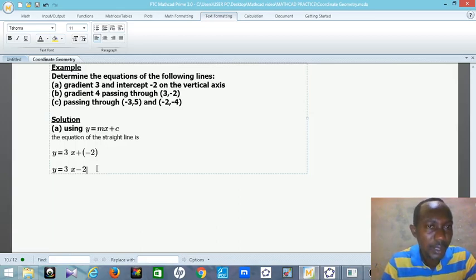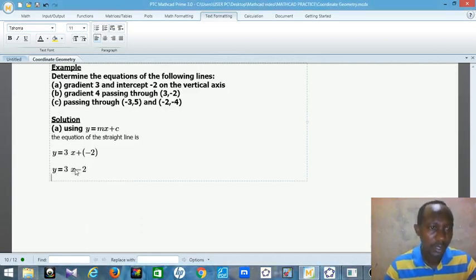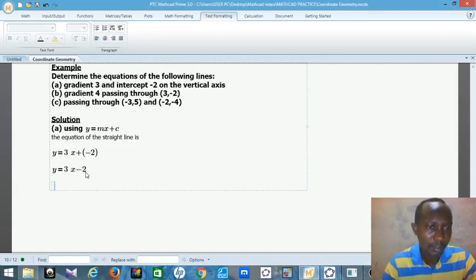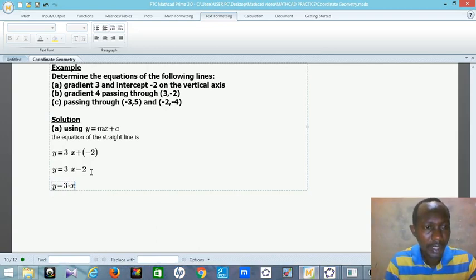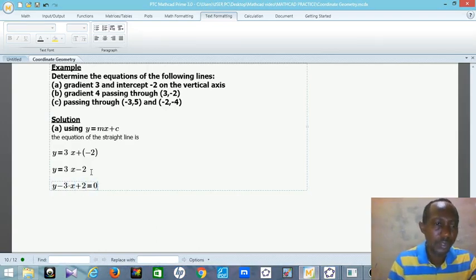So that is all. So if you want to put it in the general form I showed you the other time, all you need to do in that case is to take 3x and minus 2 to the other side of the equation. Understand? By the time you take it to the other side of the equation, you can leave your answer in this form. This is also correct. Or you can decide to leave your answer in this form. When you take 3x minus 2 to the other side of the equation, you are going to have y minus 3x plus 2 equals to 0.